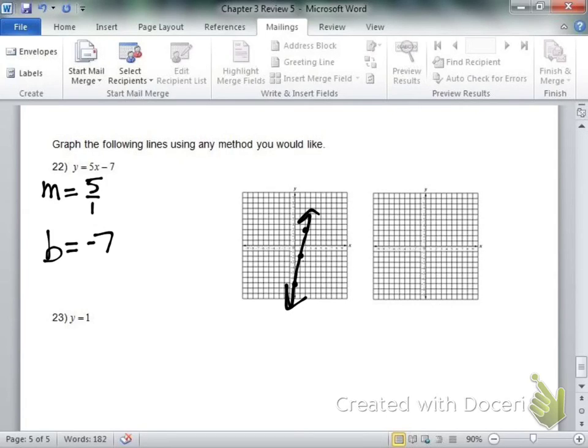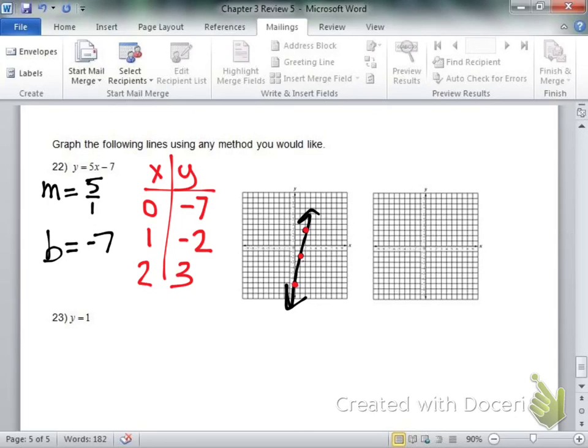Now, another option would be a table. If you did a table, you would get 0, -7. You would get 1, -2. And you would get 2, +3. Now look, those are the same 3 points. It's a miracle. So either way, you should get that exact same graph. Any questions?